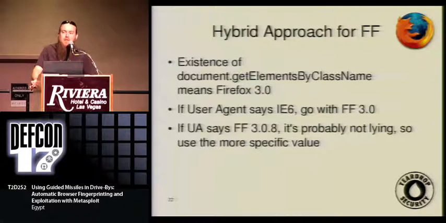So we can use that and check the user agent and see if the user agent is lying. If the user agent says it's Firefox 3.0, and I know for sure that it's Firefox 3.0 because of my object detection, then I can be fairly certain, not 100%, but fairly certain that the user agent is not lying. And once I know that, I can use the more precise value that's in the user agent, 3.0.8 or whatever.